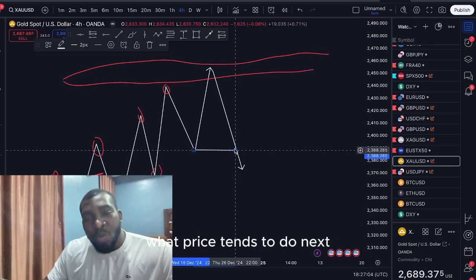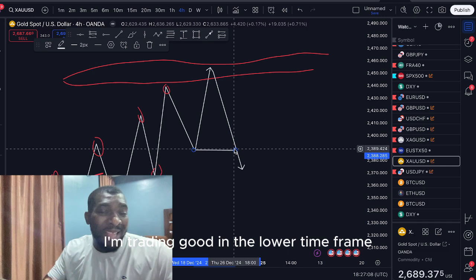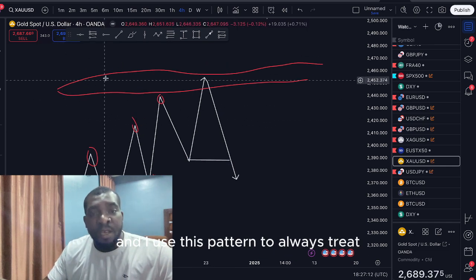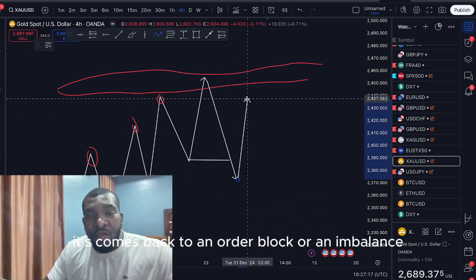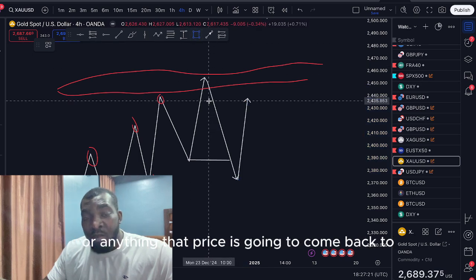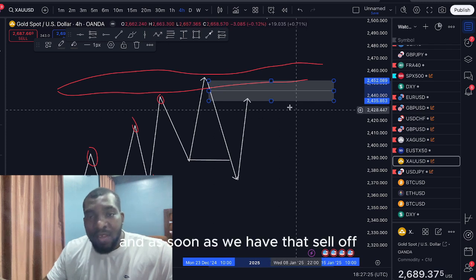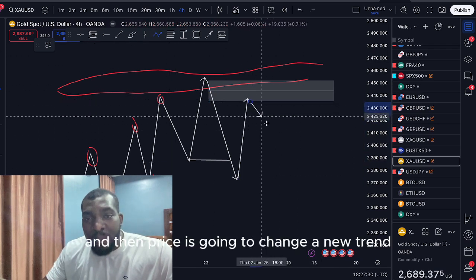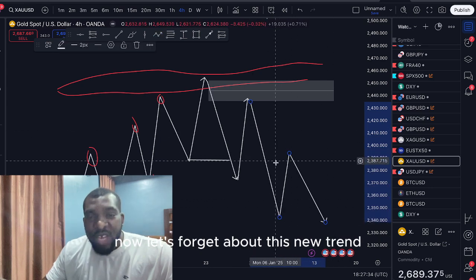In fact, this is one of my best ways of trading. If I'm trading on the lower time frame, I always wait for change of character, and I use this pattern to trade. What price will actually do is, if price changes character, it comes back to an order block or an imbalance or anything that price is going to come back to in order to give us a sell-off. And as soon as we have that sell-off, price is going to change to give us a new trend. Now let's forget about this new trend.